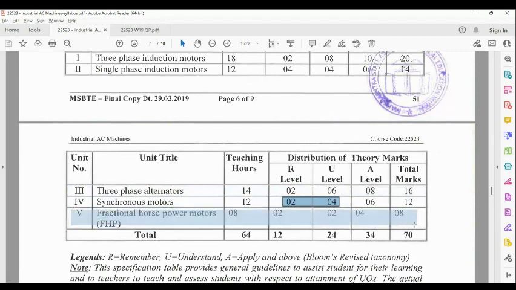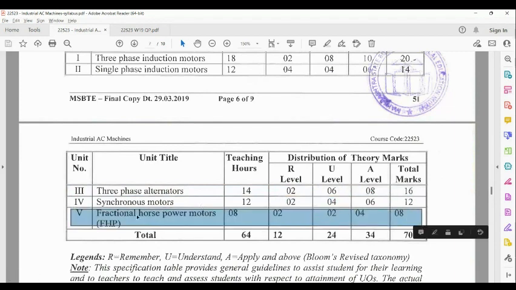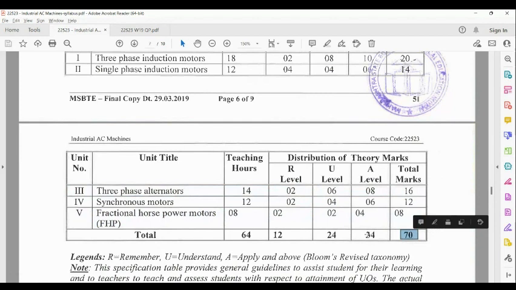And last unit is of 8 marks. If you prepare the last unit, it is totally theoretical, so you can score minimum 8 marks. Likewise, of 70 marks, remember questions are of 12 marks, understand level questions of 24 marks, and analyze level questions of 34 marks. So you will have 50-50, that is 36 marks of remember and understand, which are the easy level questions, and 34 of analyze level questions.